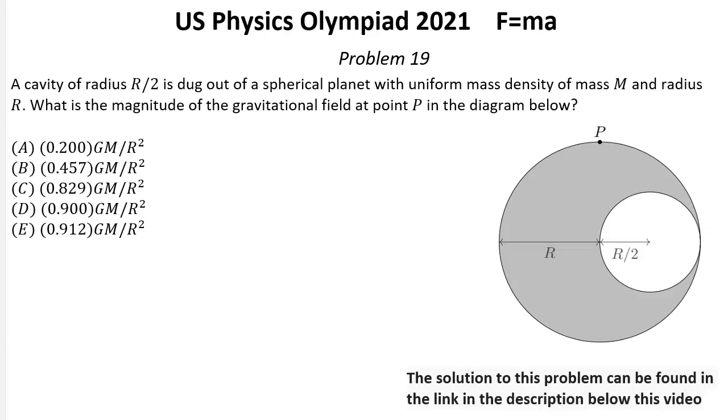Problem number 19. A cavity of radius r over 2 is dug out of a spherical planet with a uniform mass density of mass m and radius r. What is the magnitude of the gravitational field at point P in the diagram below?